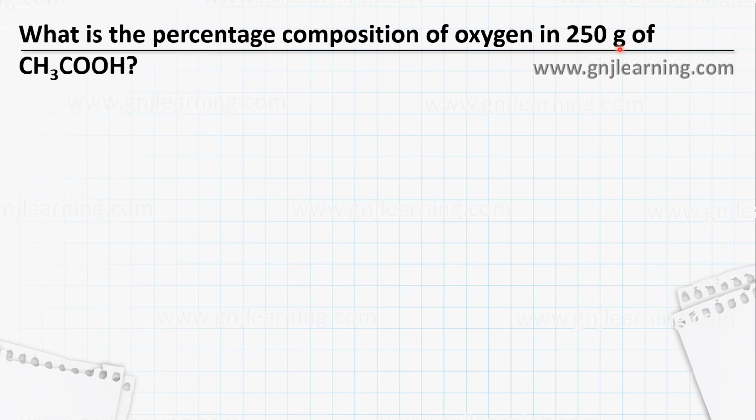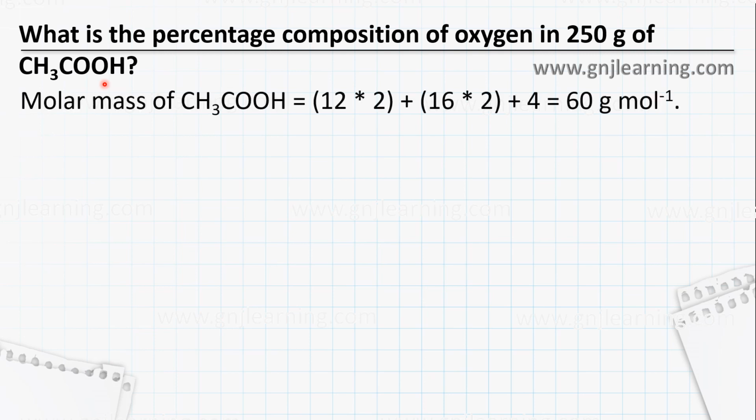So first, what should I do? I should find out the mass percentage of oxygen in 1 CH3COH, in 1 mole or 1 molecule of CH3COH. Okay, so we will start like this. What is the molar mass of CH3COH? Either you can go for molar mass or you can go for molecular mass. Both are magnitudely the same. So molar mass of CH3COH, we have seen this many times for acetic acid. So this compound is acetic acid, CH3COH.